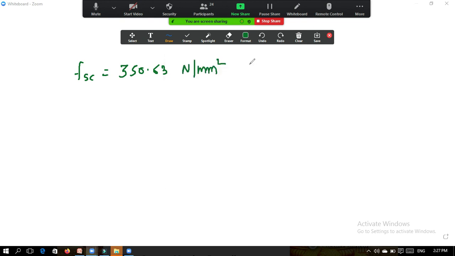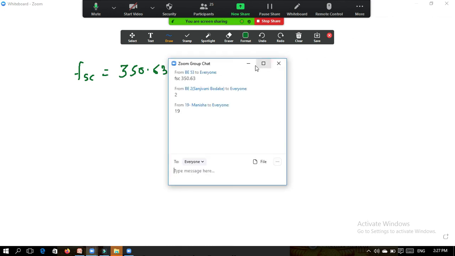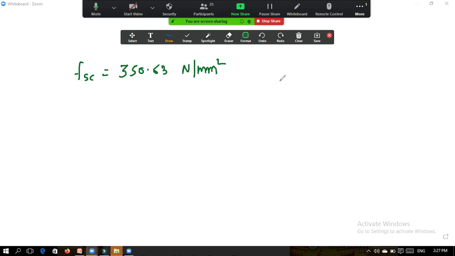So directly your roll numbers will be saved in the chat and those will be treated as your presence also, and also we are taking the screenshot of the attendance.